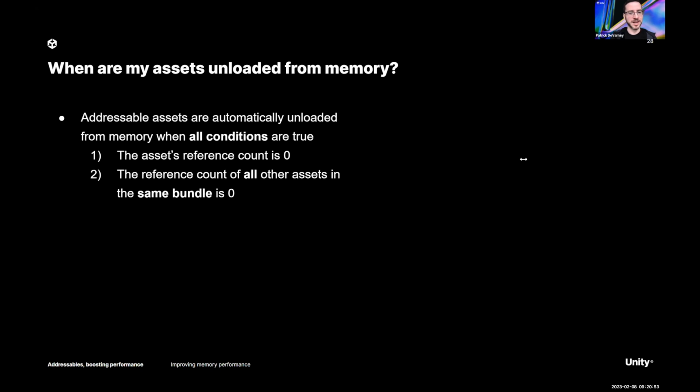But we might run into a case where assets aren't seeming to be unloaded, even though we've released them. And this is because of a tricky little nuance with asset bundles. So an addressables asset is released when both of these conditions are true. When the reference count for the asset itself is 0, and when the reference count for everything else in the bundle is also 0. And this is the important thing, this step number 2. Everything in the bundle has to have a reference count 0 for anything to be unloaded.